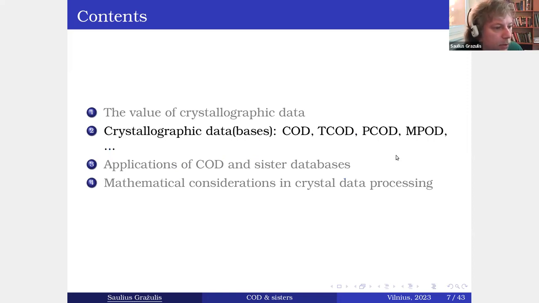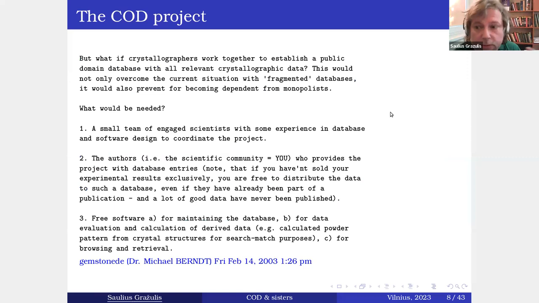Okay, so let's now go to the crystallographic databases that we are building, the COD, TCOD, PCOD, and other related databases. First of all, how this all started. COD is a grassroots project, and in 2003, crystallographers from different places in the world came together in a mailing list and asked Michael Berndt, who's unfortunately no longer with us, and he posed these three questions. Can we do an open database by just pooling the efforts of scientists together, bringing together our data using open source software and cheap commodity hardware? Why I cite this is that now, looking from 2023, 20 years later, we can attest that all these things happened. We have a community that brings together data. We have an open database, which operates on open source principles.